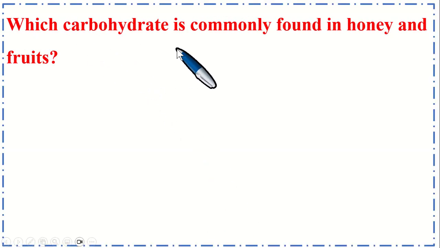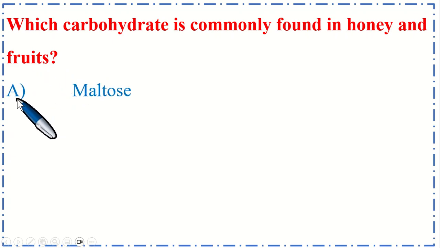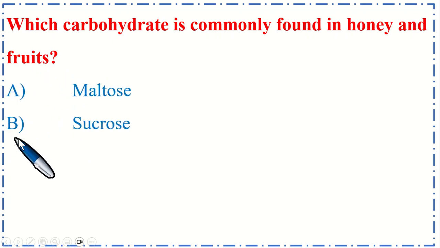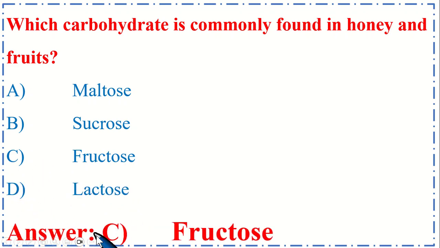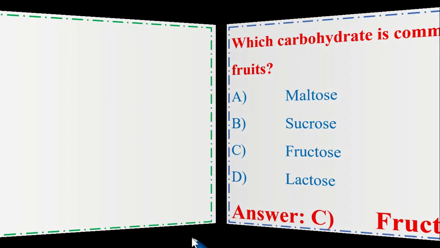Which carbohydrate is most commonly found in honey and fruits? Option A, maltose. B, sucrose. C, fructose. And option D, lactose. So the correct option is C, fructose.